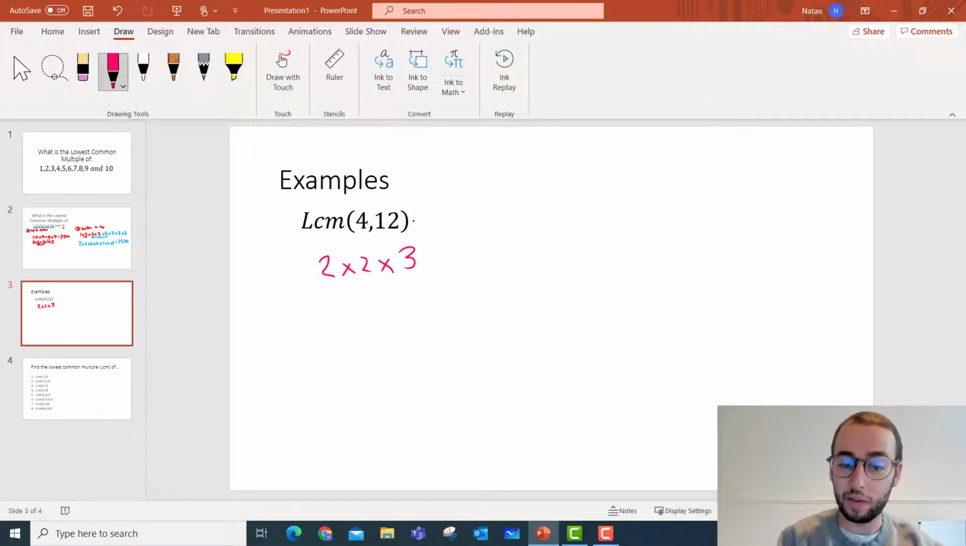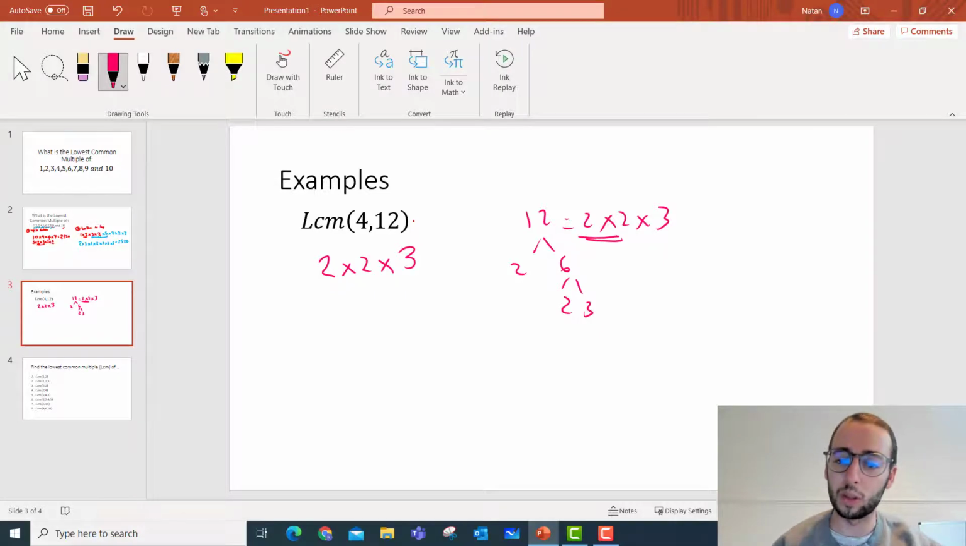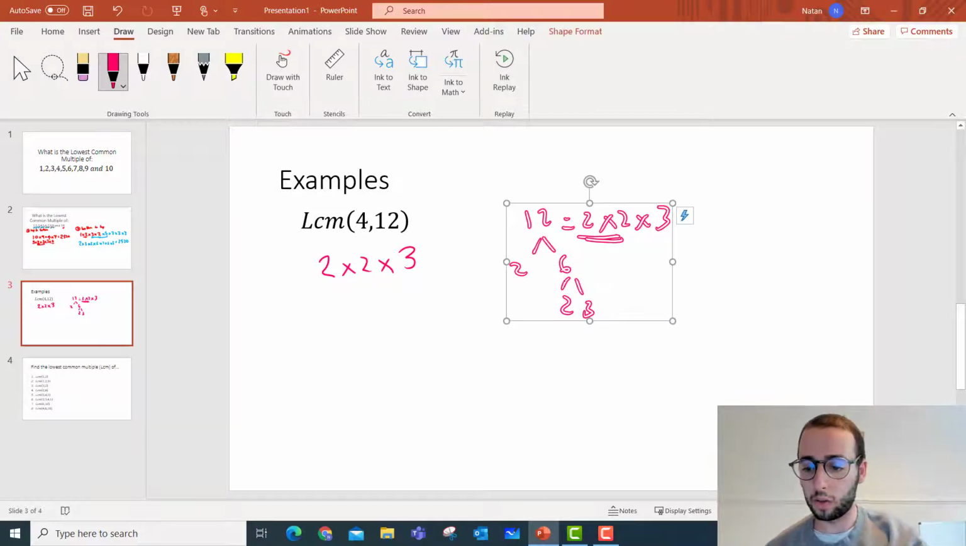Or, I mean, if you went for the bigger one first, if you start with 12, 12 is just 2 times 6, which is 2 times 3, 2 times 2 times 3. And then all you need to do is just check, what is this also a multiple of? Well, it's also a multiple of 4, which is nice. Okay, so that's one example that we might want to use.